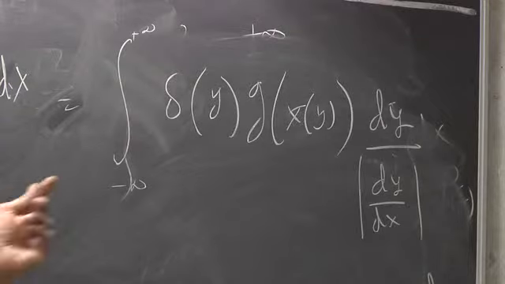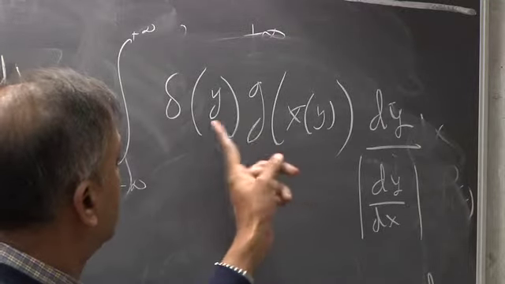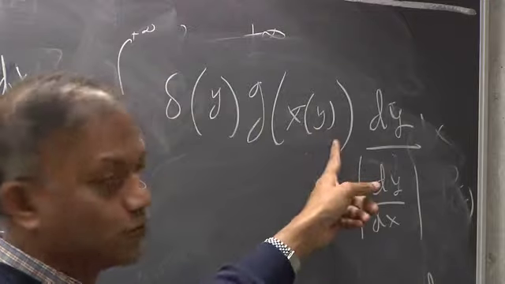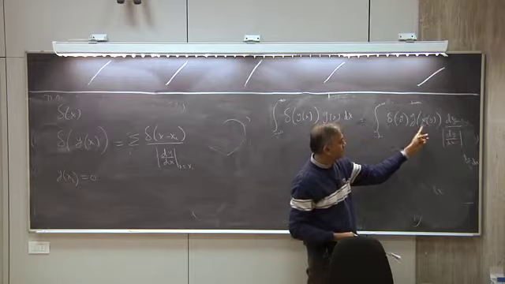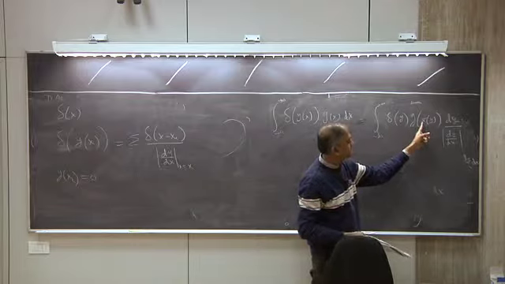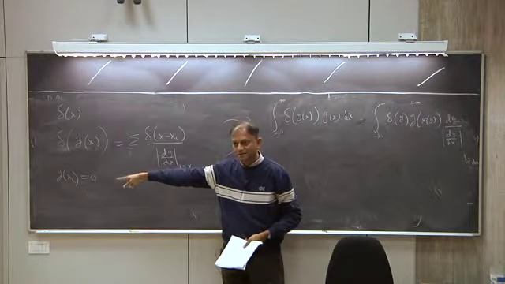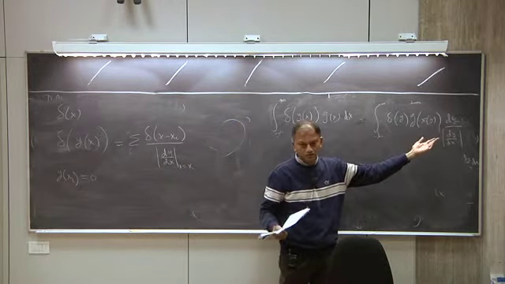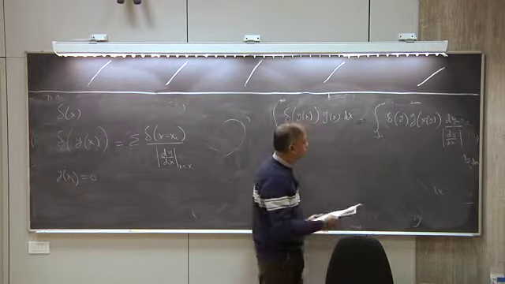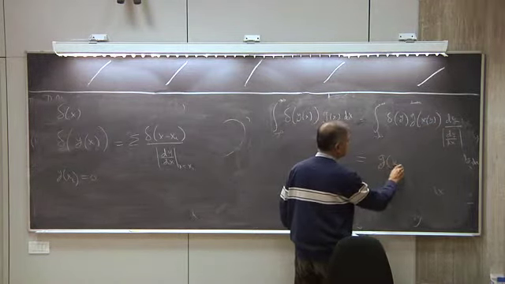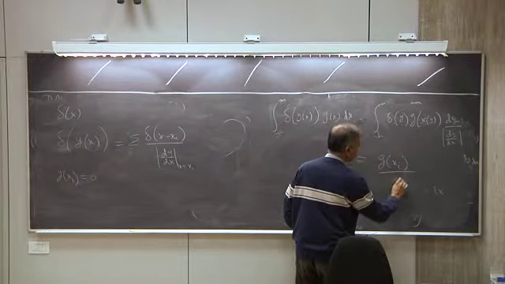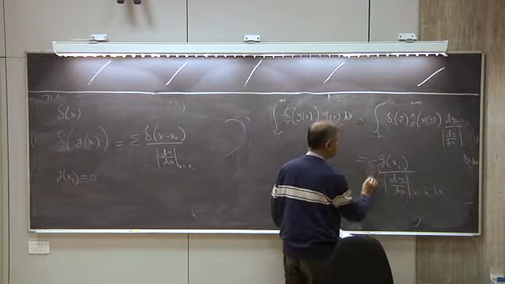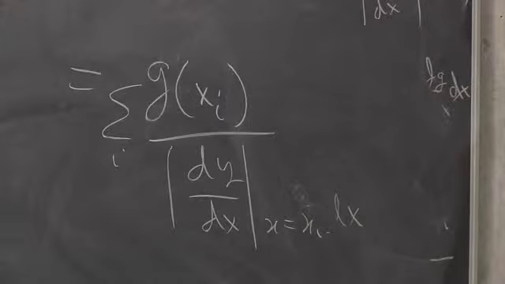Now, the point here is that this integral will just evaluate this object at y equal to 0, right? But at y equal to 0, by definition, x is one of those xi's. The question is what values of x give you y equal to 0, and those will be xi's. So this result will be simply g of xi divided by dy by dx evaluated at x equal to xi, summed over i. That's what the answer is.